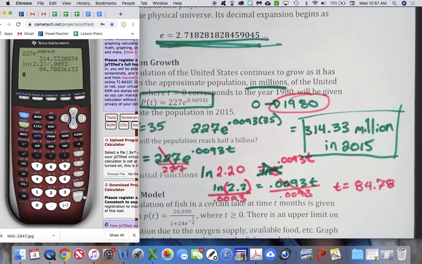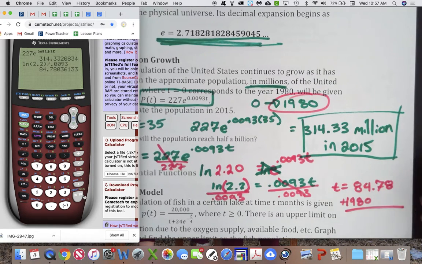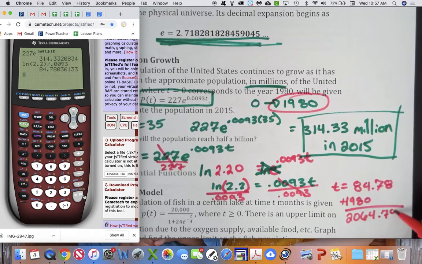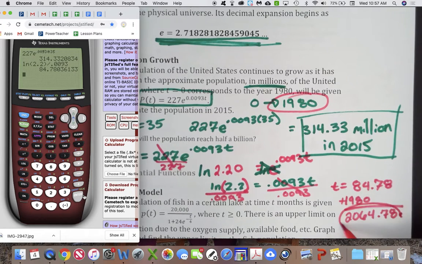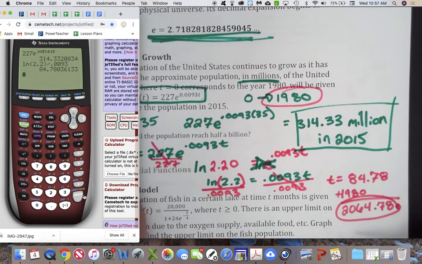So if I add that to 1980, what will that be? Is it 2064? 2064.78. So about halfway, a little over halfway through the year of 2064.78. I don't know. Who cares? Maybe July or August. I don't know. Take 0.74 times 12.